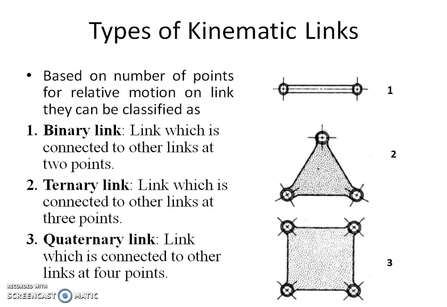Now, if a link is assumed to be rigid, then they can be classified under three types. First is a binary link, which can be connected to two other links because it has 2 points of connection. Second is a ternary link, to which three links can be connected at 3 points. And a quaternary link can be connected at 4 points. So a quaternary link can have 4 joints, a ternary can have 3, and a binary can have 2. So this is as far as the links go.